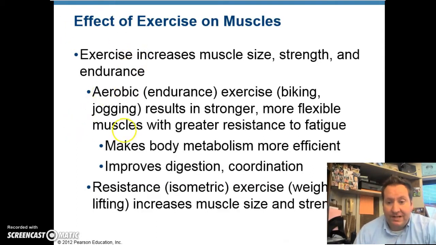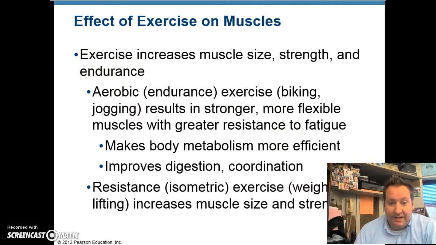Exercise, two types of exercise. You have aerobic exercise, and with aerobic exercise you're going to increase the endurance of the muscle, so a muscle can become a lot more resistant to fatigue. It's going to make your metabolism a lot more efficient. It's going to improve your digestion, your coordination, those different types of things. It's going to make your muscles stronger as well, and more flexible as well. This is like when you're running long distances, things like that. That works on your aerobic exercise.